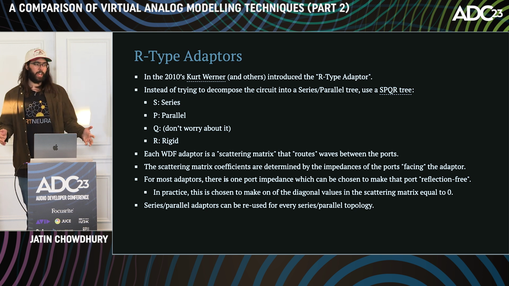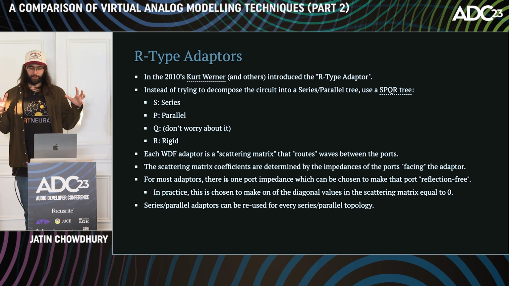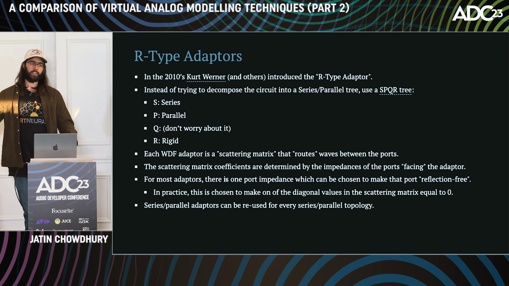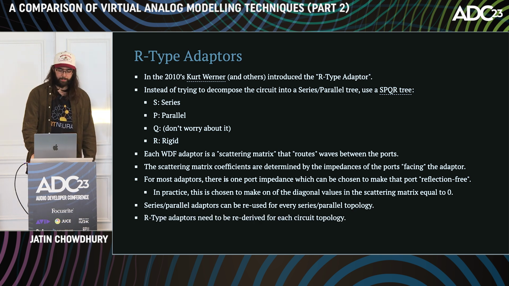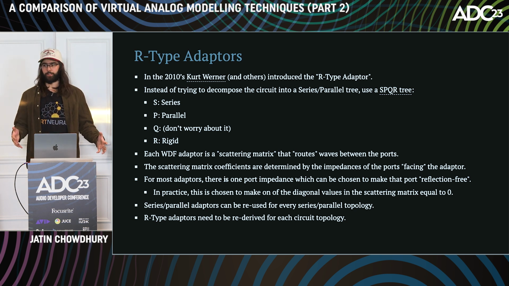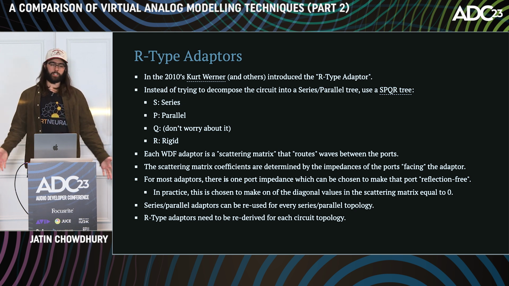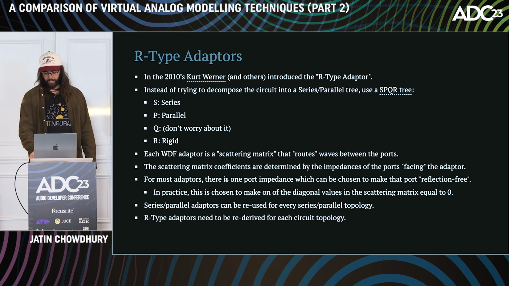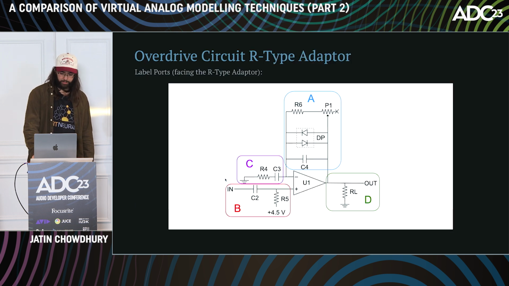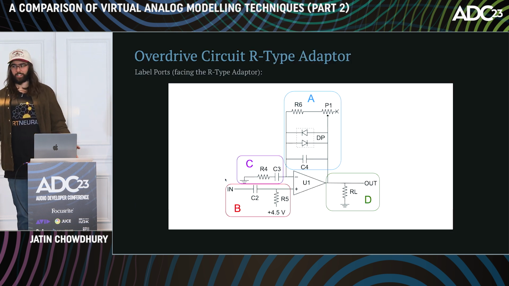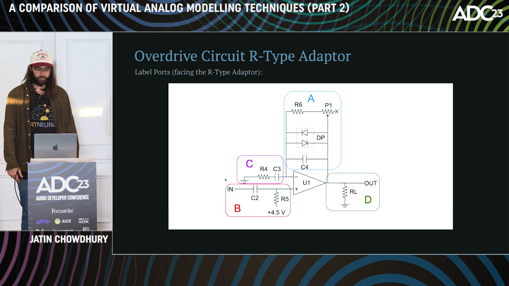So for series and parallel adapters, we have these very basic scattering matrices that we can reuse again and again and again in every version of a series or parallel adapter. But for R-type adapters, we need some custom scattering matrix that we need to be able to create for this particular circuit topology. And if we go to a different circuit topology, we'll need a brand new scattering matrix and a brand new R-type adapter. So this is the way that I choose to go about making an R-type adapter. Again, if you want all of the theory on how and why these work, go read Kurt's papers. That's really the best resource.